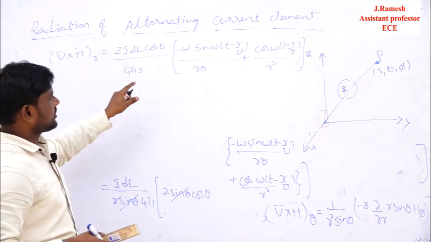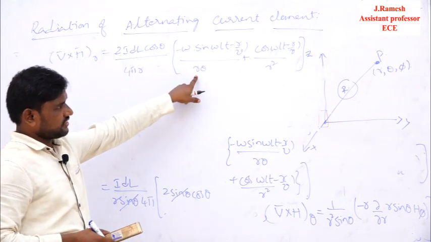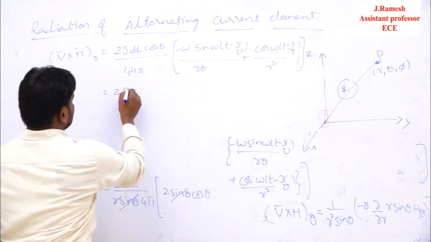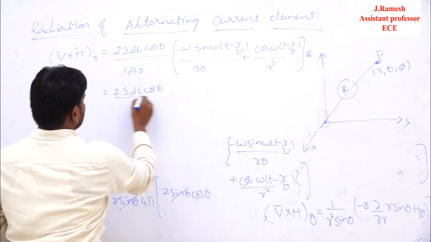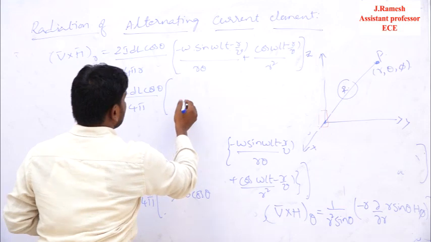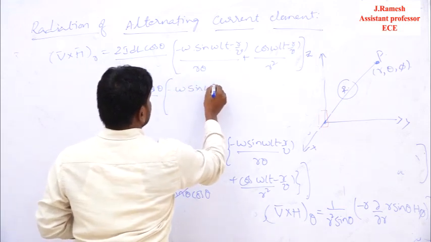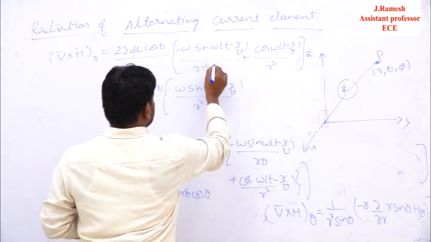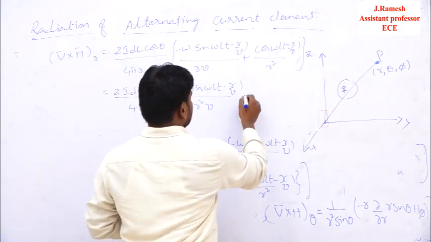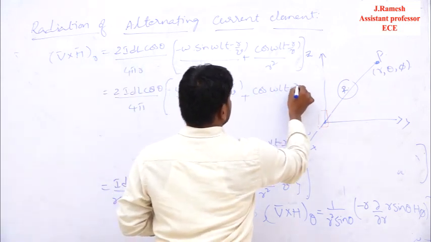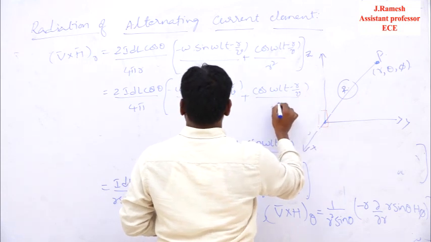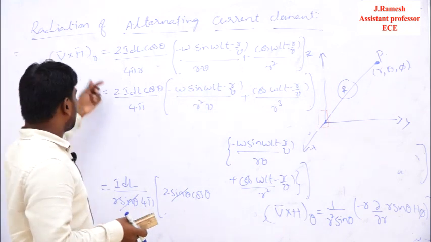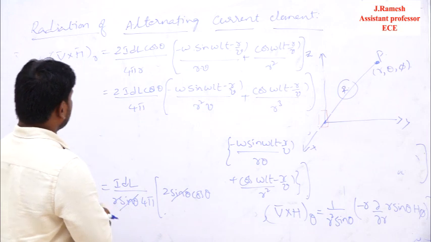So now 2 IDL cos theta by 4 pi r. Here also r is there, here also r is there, so I can send this inside as well. So IDL cos theta by 4 pi into minus omega sin of omega t minus r by v by r square into v, plus cos of omega t minus r by v by r cube. So this is the expression for del cross of h bar in the r component field. So again I have to calculate.